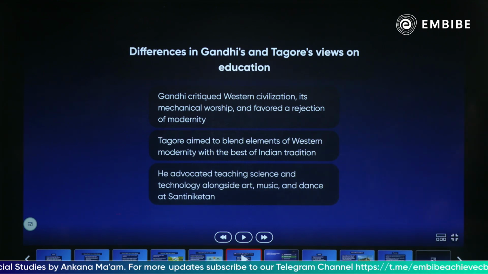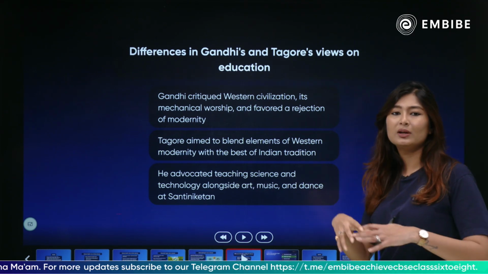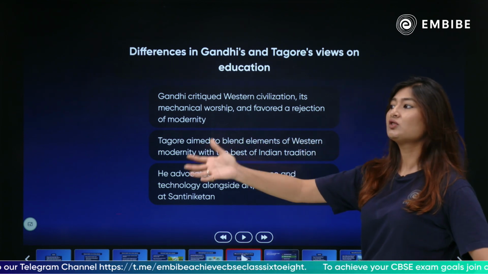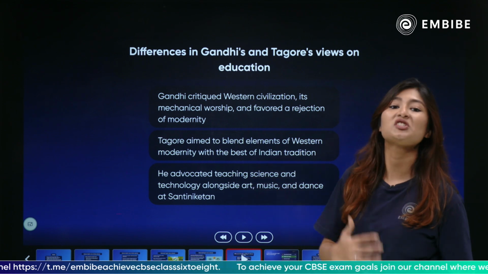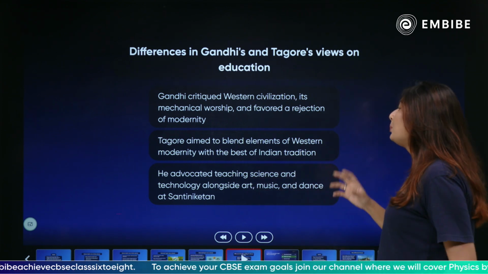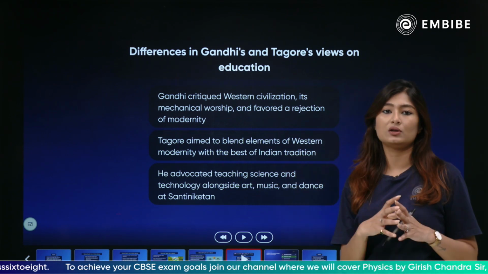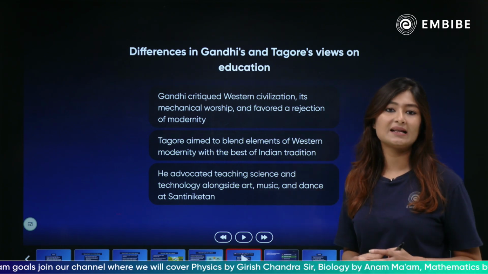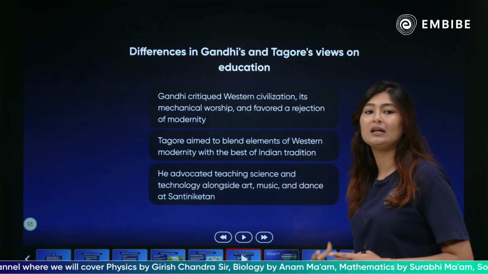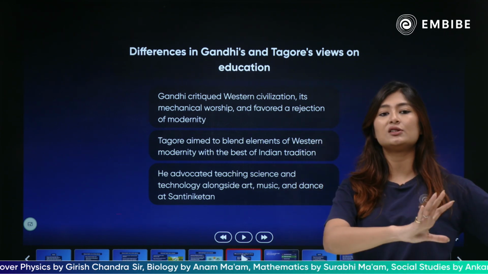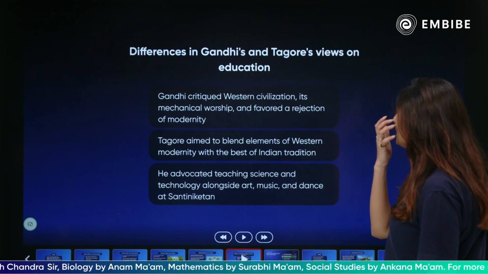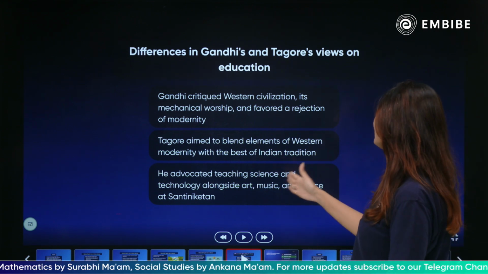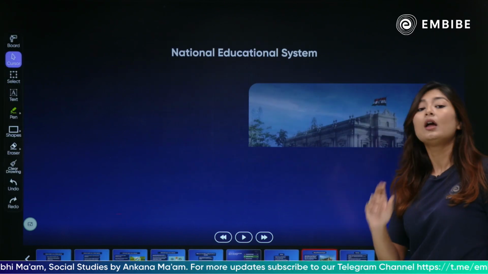Gandhi critiqued Western civilization, how they worship the machine, industrialization, etc. And he said, modernization is okay, but don't just accept it as it is. It's going to make you into another machine from human. And Tagore aimed at blending elements of Western and Indian best tradition. So, Tagore is talking about a balance, a mixture, a new system altogether where both identities are made, whereas Gandhiji focused more on just maintaining the Eastern, the Indian identities and not at all indulging anything that was Western. That is why Tagore advocated teaching science and technology along with the art, music and dance that Indians had as their tradition.